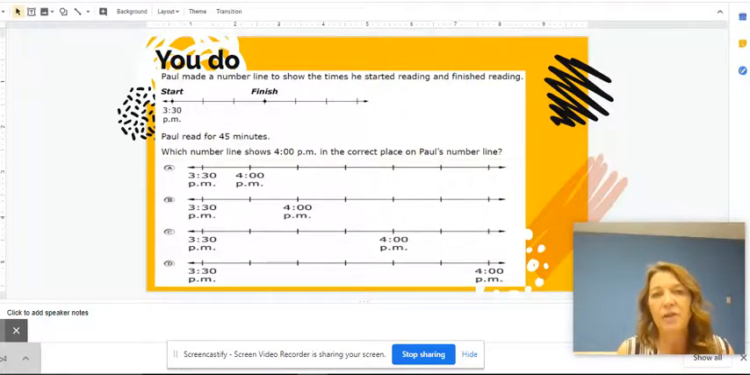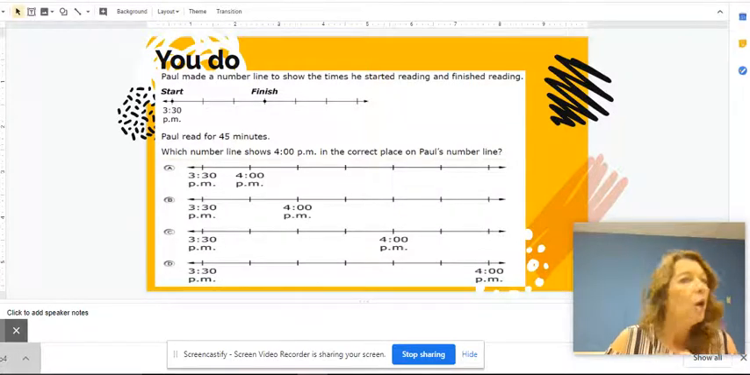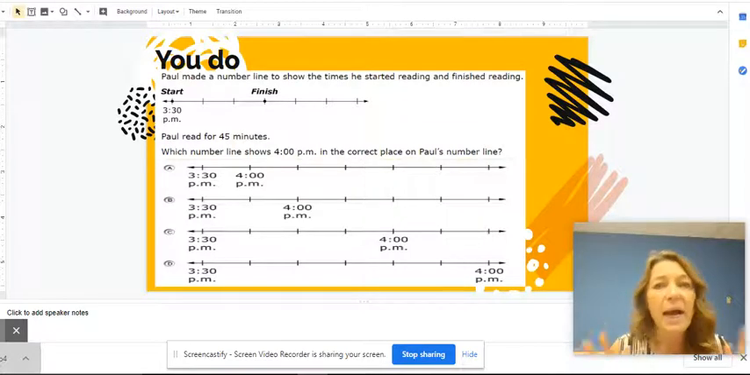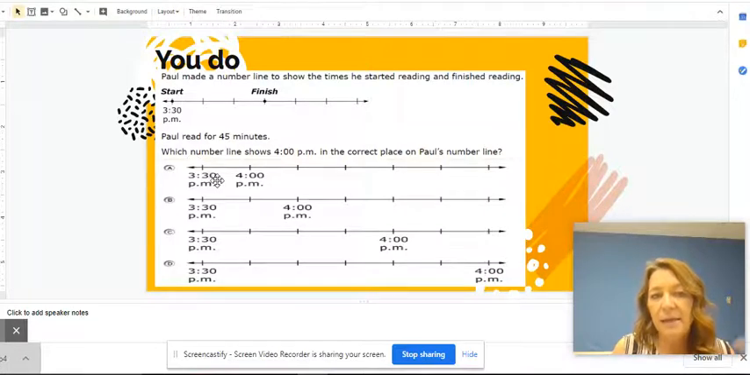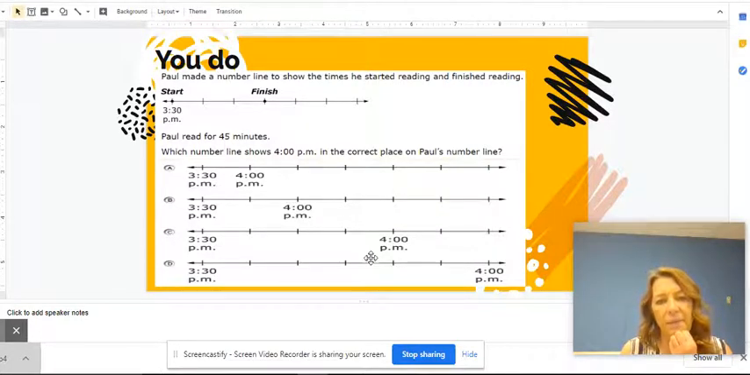So Paul made a number line to show the times he started reading and finished reading. I hope you're doing this at home. I hope you're still reading at home. Don't ever stop. I read every day. It's so important. Paul read 45 minutes. And the number line, which number line shows 4 o'clock is the correct place on the number line? Let's see. So he started reading at 3:30. And this shows when he finished, but it says that he read for 45 minutes. So which one is the right one when we're looking at this number line?